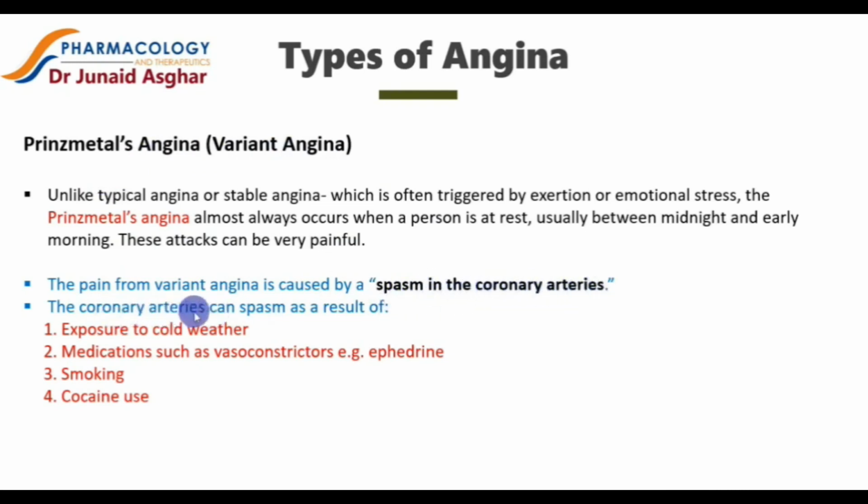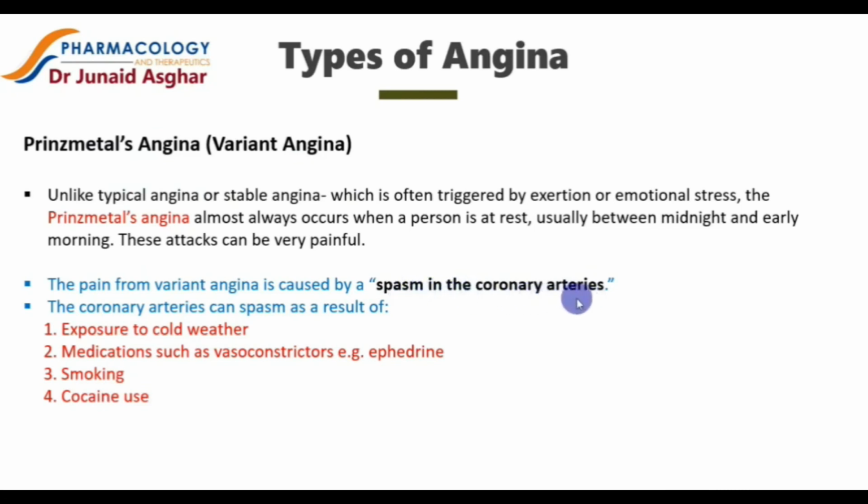The coronary arteries can spasm as a result of exposure to cold weather, some medications such as vasoconstrictor agents, for example ephedrine, smoking and cocaine use. So always remember one thing, that Prinzmetal angina or variant angina is caused by a spasm or constriction in the coronary arteries. That is very important to bear in mind.